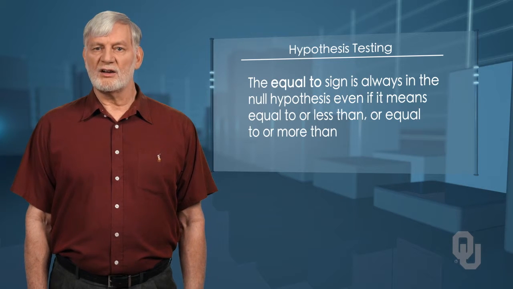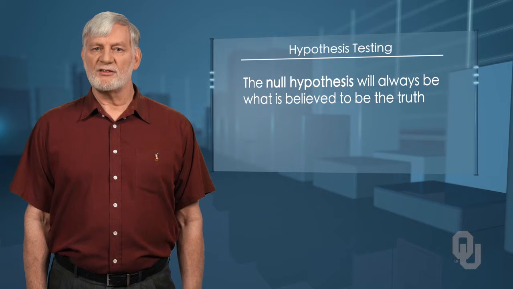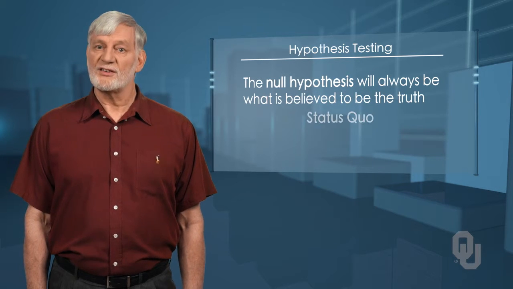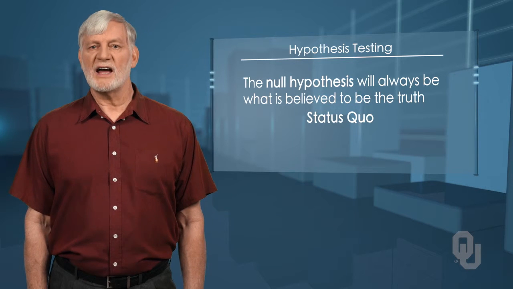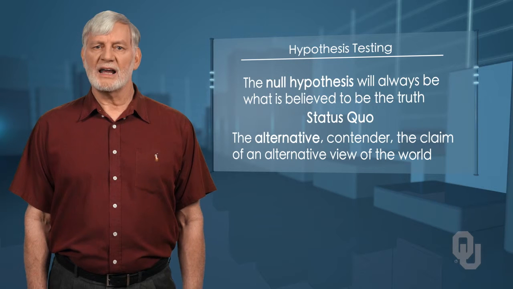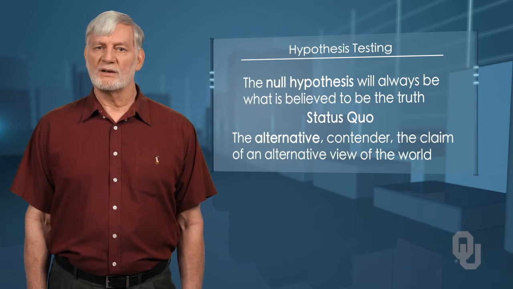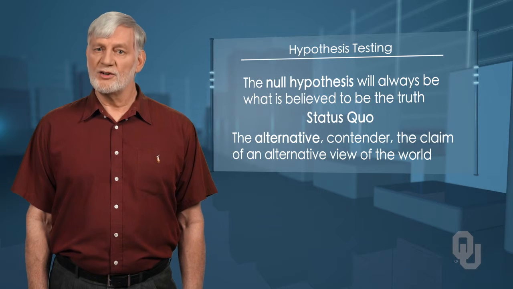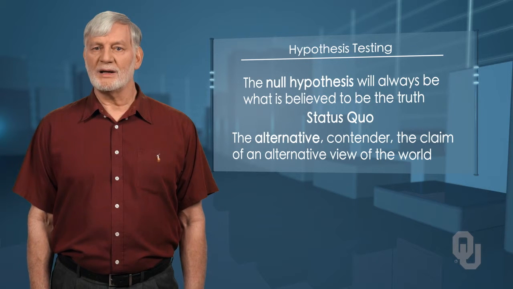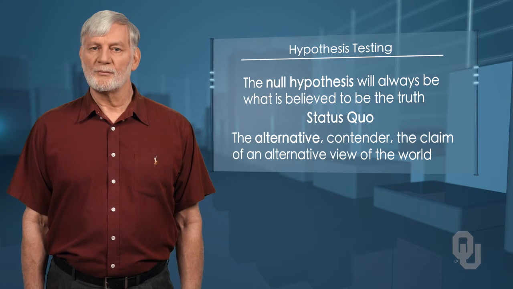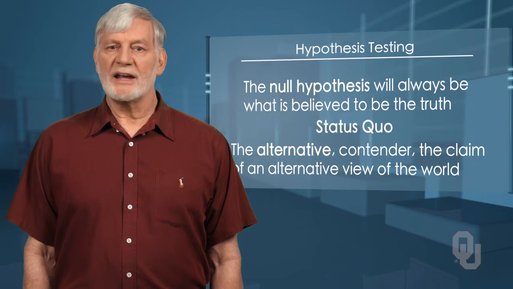In all statistical hypotheses, the null hypothesis will always be what is believed to be the truth, the status quo, the way we see things now. The alternative is the competitor, the contender, the claim of an alternative view of the world. All statistical hypothesis testing is based upon this notion and gives rise to the complaint that is sometimes called the tyranny of the status quo. All views of the world are not equal.